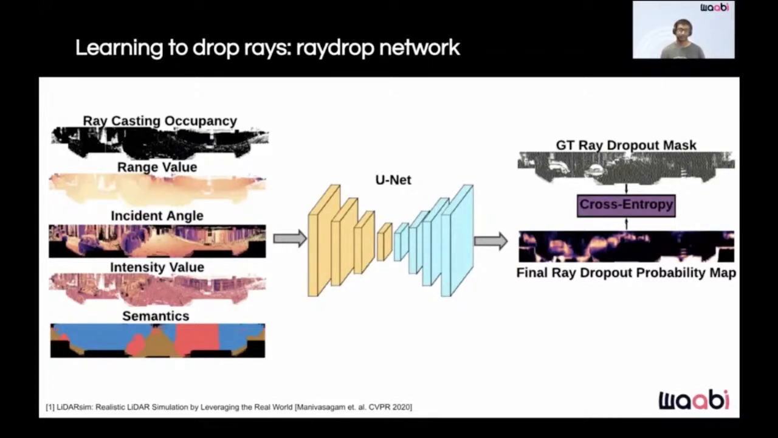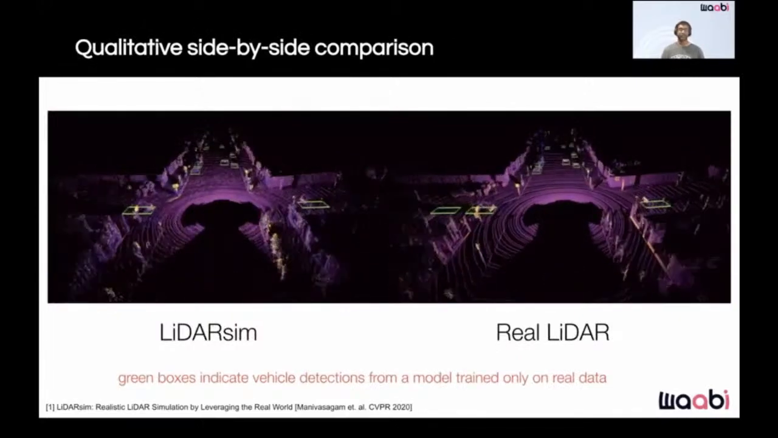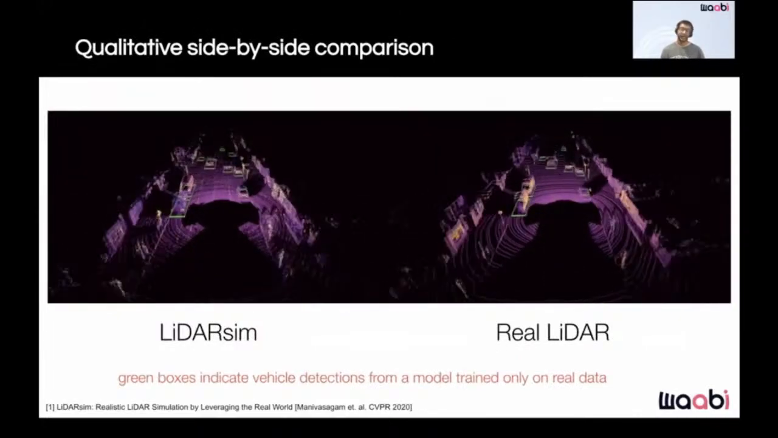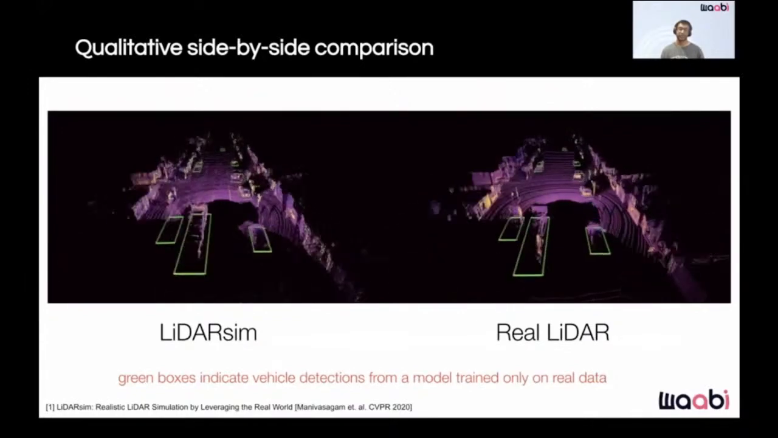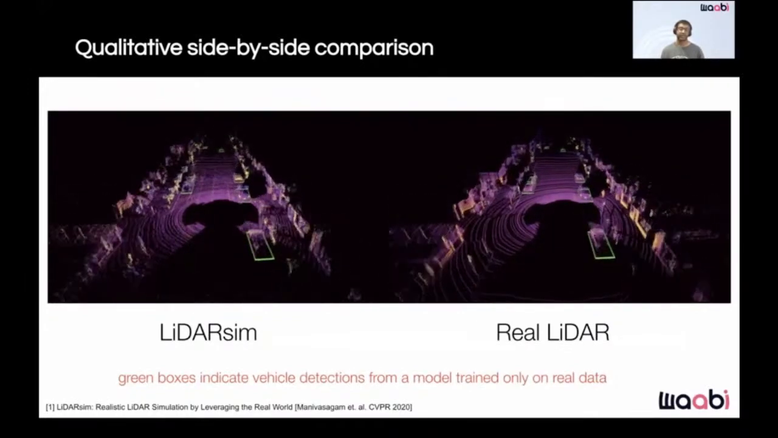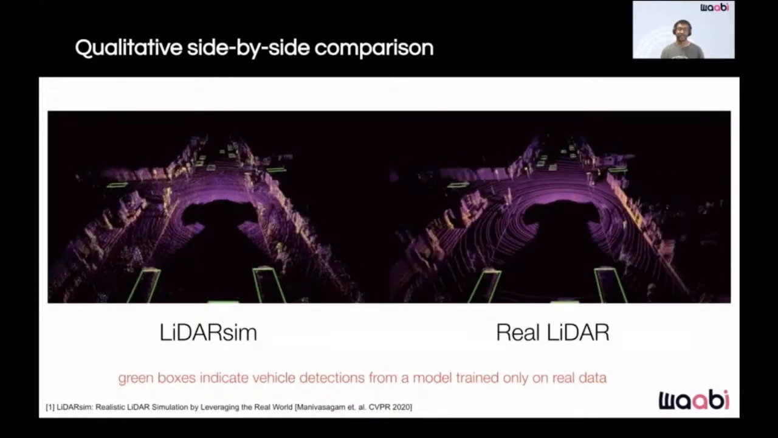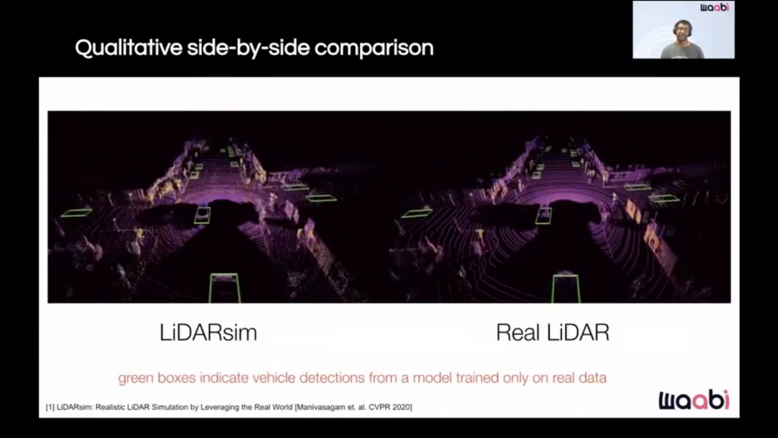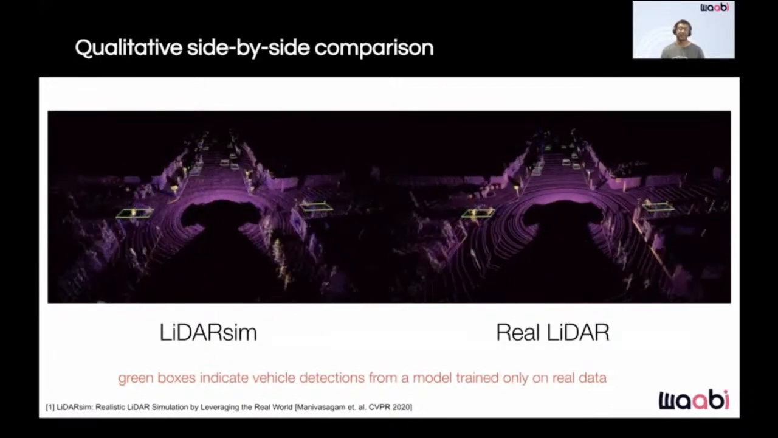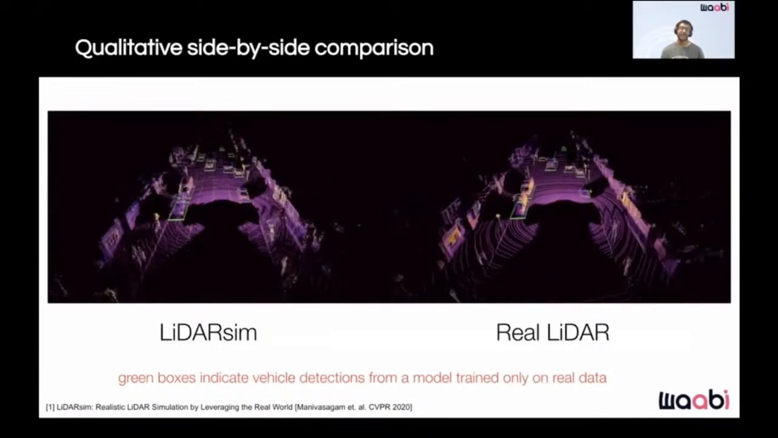We now show some qualitative results. This side-by-side comparison shows that LiDARsim generates realistic point clouds with small domain gap for downstream perception tasks and autonomy testing. The green detection bounding boxes are from a perception model trained on real data only. And we can see that the boxes appear and disappear in both the simulated LiDAR and real LiDAR at about the same time.